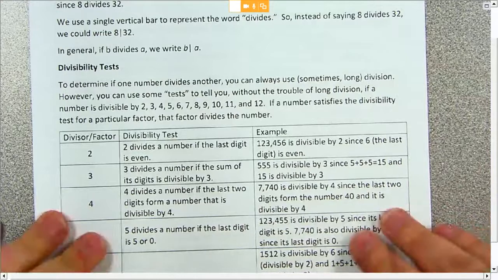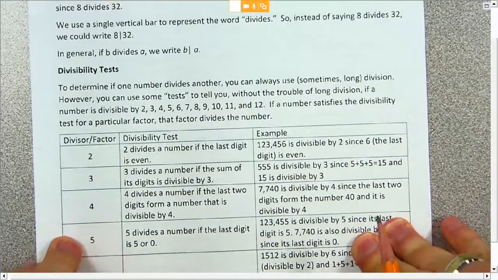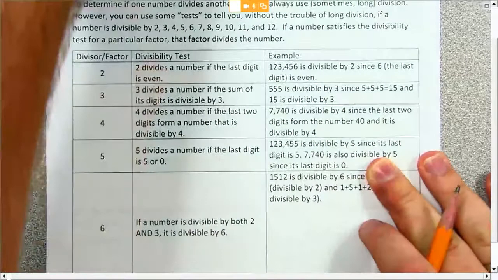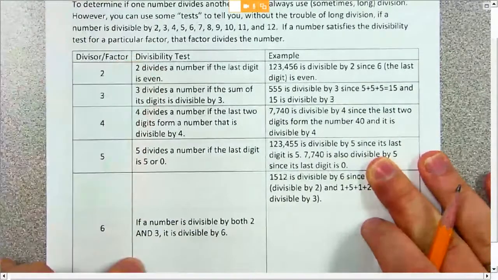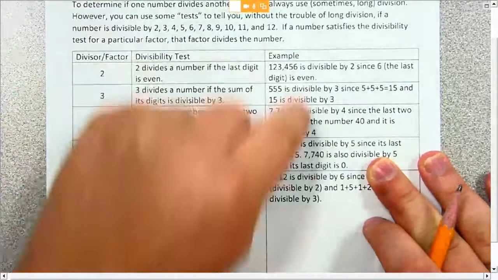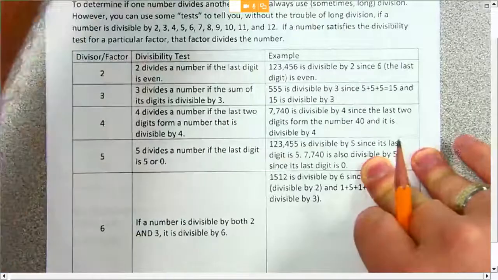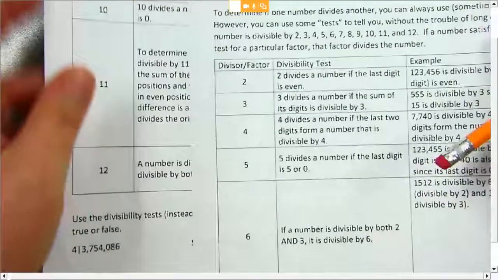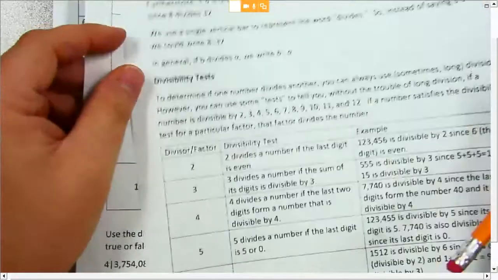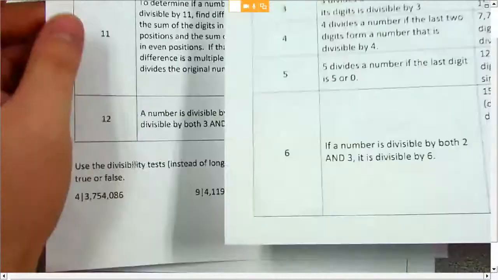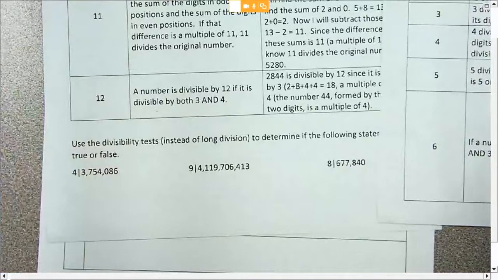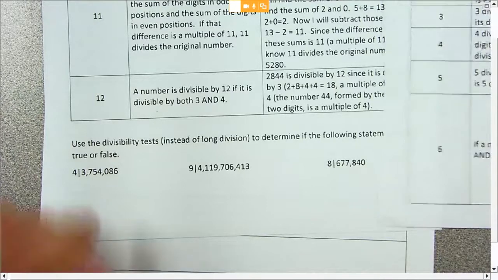So in the interest of time, what you'll notice is that you have a list of divisors or factors, 2, 3, 4, 5, 6, all the way to 12. You have the divisibility test, and you have an example written out, okay? So I'm going to let you read those on your own. Mine don't look like yours. Mine got 7, 8, 9, 10. Oh, it's on the back, that's okay. So you should have numbers 2 through 12. Why don't I have a rule for 1? Everything's divisible by 1. So if it exists, it's divisible by 1. Excellent. You guys are smart.